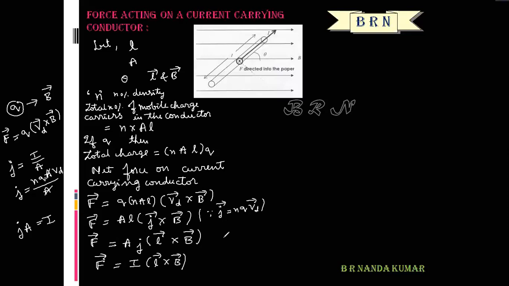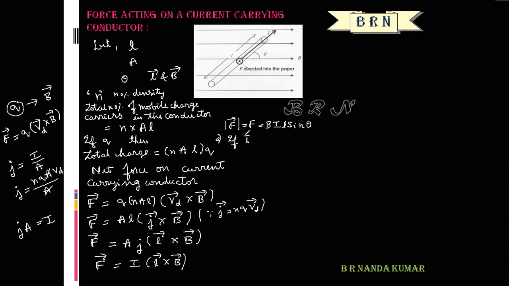So the magnitude of this force, magnitude of F vector is F, that is B I L sin theta. Theta is the angle made by L vector and B vector. Okay, so this is the force experienced by a current carrying conductor in the presence of magnetic field. This is the magnitude of force, F is equal to B I L sin theta. So a number of special cases are there.